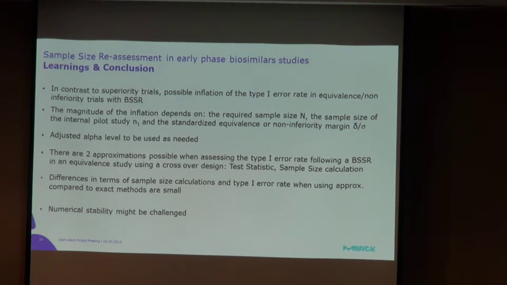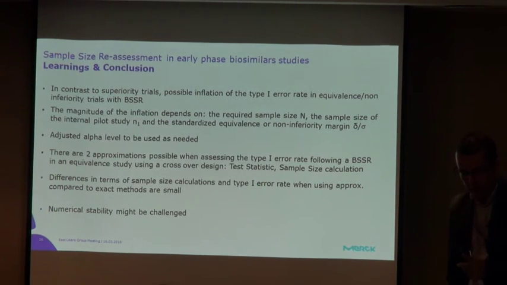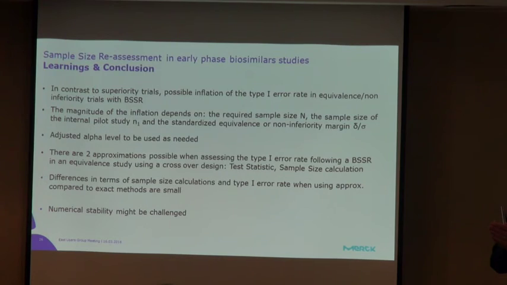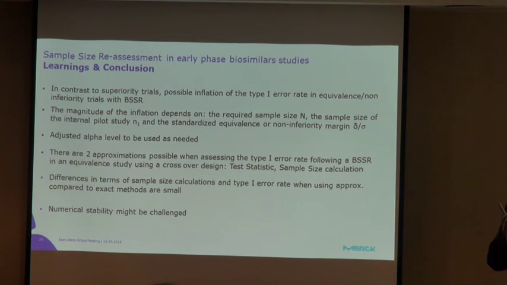If we look at the initial methods, you have two approximations that are possible when assessing the type 1 error rate for the sample size estimation. On one hand, the test statistics, so the t and the normal, and the sample size calculation. And what we observe is that the difference in terms of sample size calculation and the type 1 error rate when using the approximate compared to the exact methods was very small. Now, it's clear that when you come into an area where it's more sensitive, and if you go down in terms of the sample size, then you might start to see more difference between the exact and the approximate method.